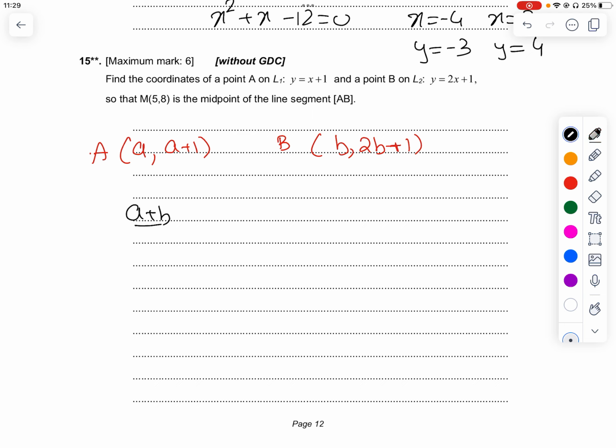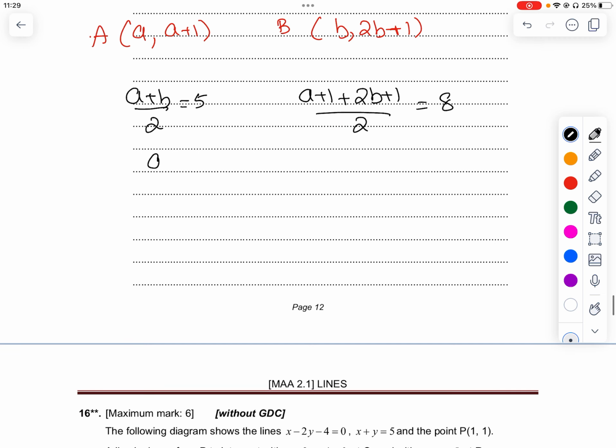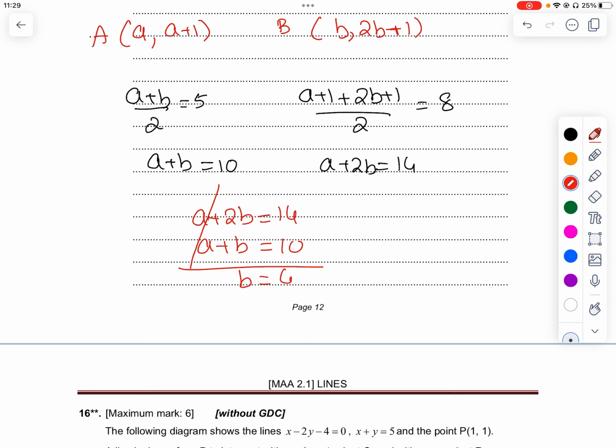So a plus b by 2 should equal 5. A plus 1 plus 2b plus 1 upon 2 equals 8. So I get one equation, a plus b equals 10. Another equation, a plus 2b equals 14. So solve these two equations. A plus 2b equals 14. A plus b equals 10. Subtract it out. B equals 4.